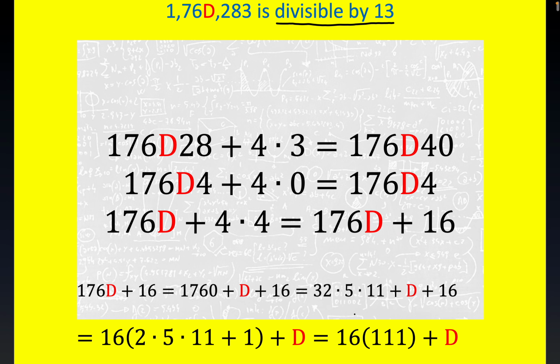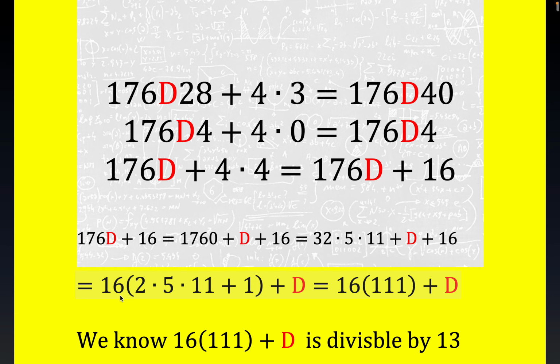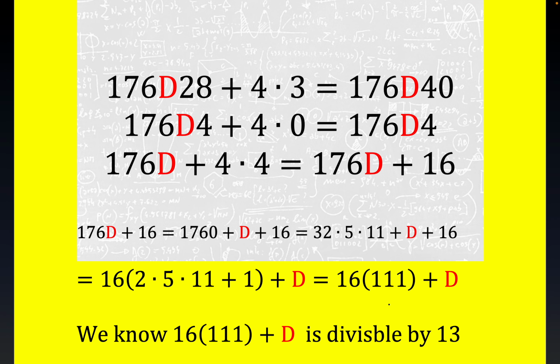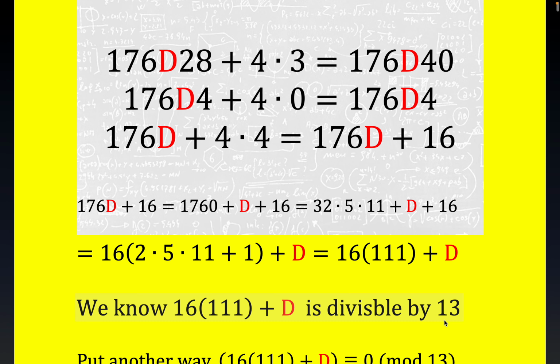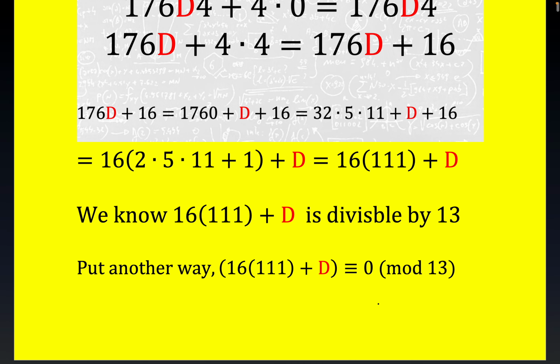And so we get it to this position right here, and we do have 16 as a common factor, which is what I did on this very next step. I factored a 16 out. And then again, another big computation, if you want to call it that, 2 times 5 times 11 plus 1 is 111. So we're left with a much smaller computation, but what we know is that this object is divisible by 13. All we have to do is pull out our modular arithmetic magic here.